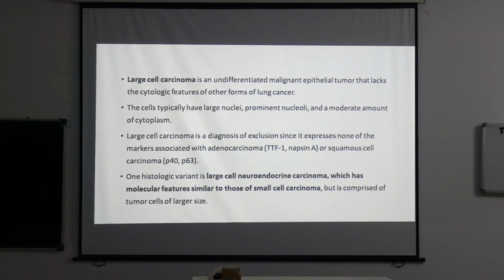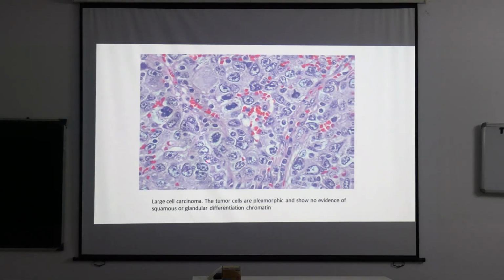Now, large cell carcinoma. Large cell carcinoma is an undifferentiated malignant epithelial tumor that lacks the cytologic features of other forms of lung cancer. The cells typically have large, prominent nuclei and a moderate amount of cytoplasm. Large cell carcinoma is a diagnosis of exclusion, since it expresses none of the markers associated with adenocarcinoma, that is TTF1, napsin A, or squamous cell carcinoma, that is p40, p63. One histologic variant is large cell neuroendocrine carcinoma, which has molecular features similar to those of small cell carcinoma. Large cell neuroendocrine carcinoma is different, and large cell carcinoma is different. These are large cells, large malignant cells. These are pleomorphic and show no evidence of squamous or glandular differentiation.